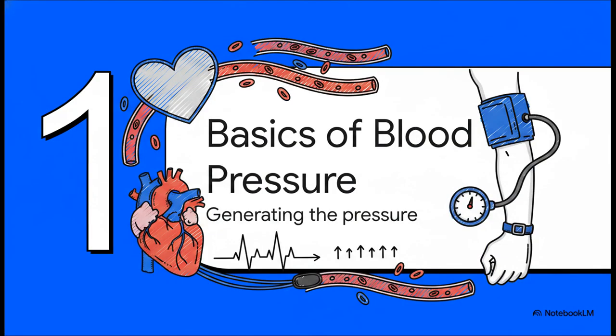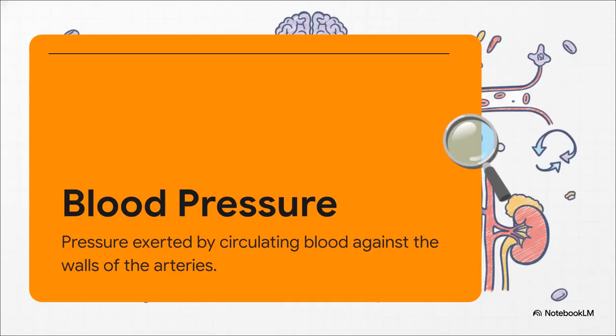All right, Section 1, the basics of blood pressure and how we actually generate that pressure. Before we get into the really complex systems, we've got to understand the core mechanics here. Fundamentally, blood pressure is literally just the pressure exerted by your circulating blood pushing against the walls of your arteries. Your heart acts as this powerful muscular pump, right? It generates a pressure gradient that forcefully drives the blood through a vast network of tubular vessels. We typically measure this in phases: systolic pressure during the actual heartbeat, diastolic pressure when the heart is resting, and the pulse pressure, which is just the difference between those two numbers.